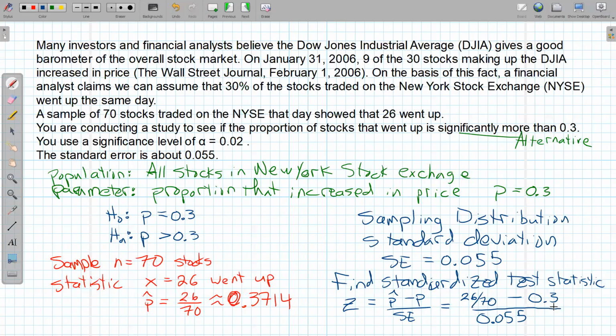So my z-score, running out of room, I'm going to put it right here. Z equals 1.2987.